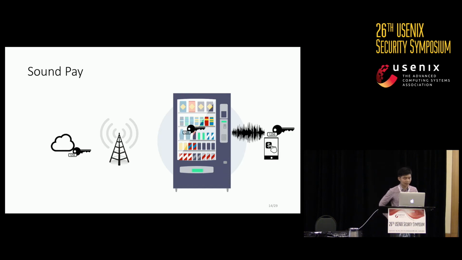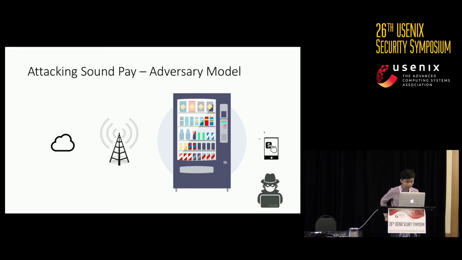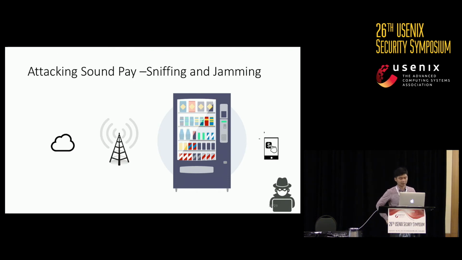And when the backend server returns acceptance of the transaction, the vending machine can deliver the goods purchased by the customer. However, when there is an active attacker who can not only sniff the sound channel but also jam the network the vending machine uses to communicate with the backend server, the attacker can launch a steal attack.